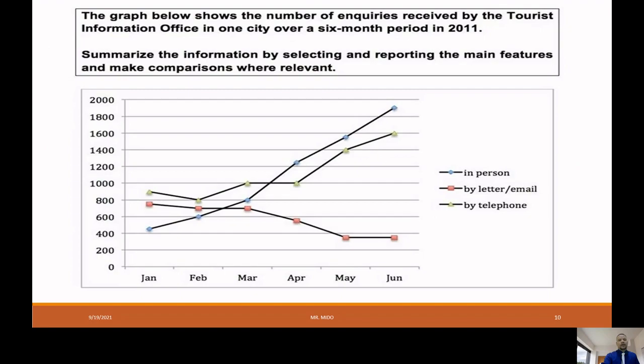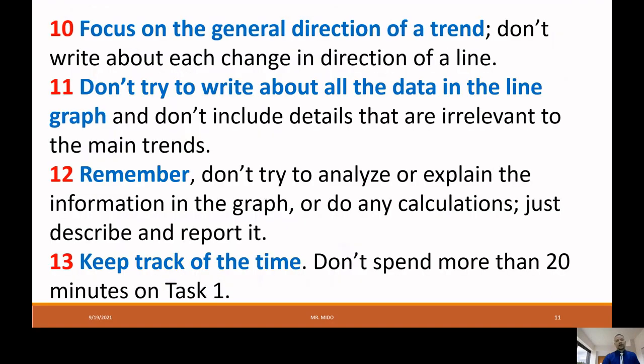I have here 3 lines. That means I can arrange them into 2 paragraphs, with an overview paragraph and the introduction first.